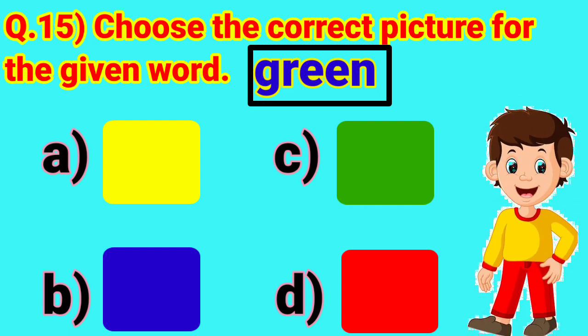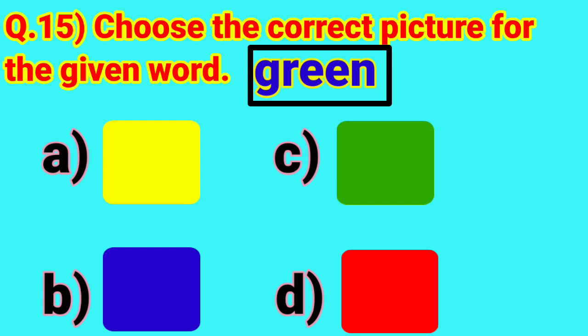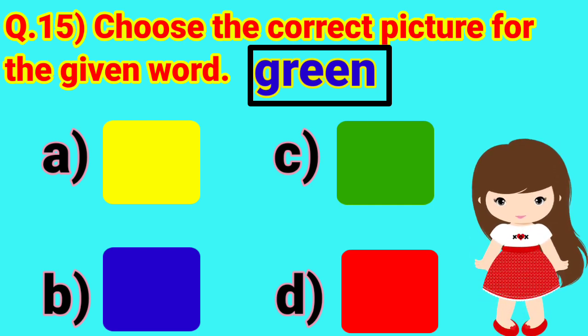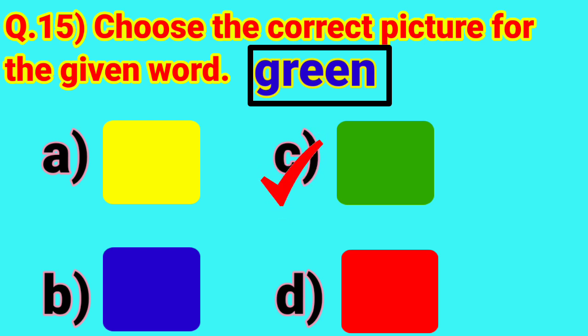All right. Now again read the given word. It is green. Now tell me which option shows the green color. Ma'am, option C. Yes, you are right. The correct answer is option C.